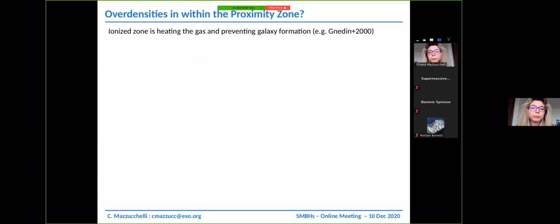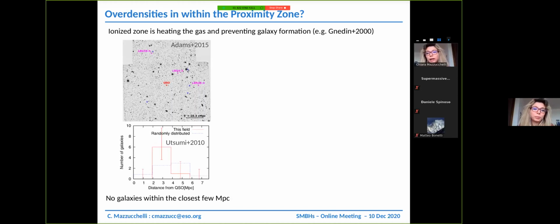Indeed, the quasar itself is emitting ionizing radiation, which is heating the gas around the quasar, preventing the gas from cooling, forming stars, and eventually forming galaxies. In this case, we might not be able to see galaxies around the quasar if we only inspect a very small area around it. These have maybe been observed before. For instance, as I showed you before, Utsumi could find Lyman-break galaxies, but not in the few megaparsecs close to the quasar, which are thought to be the region ionized by it.